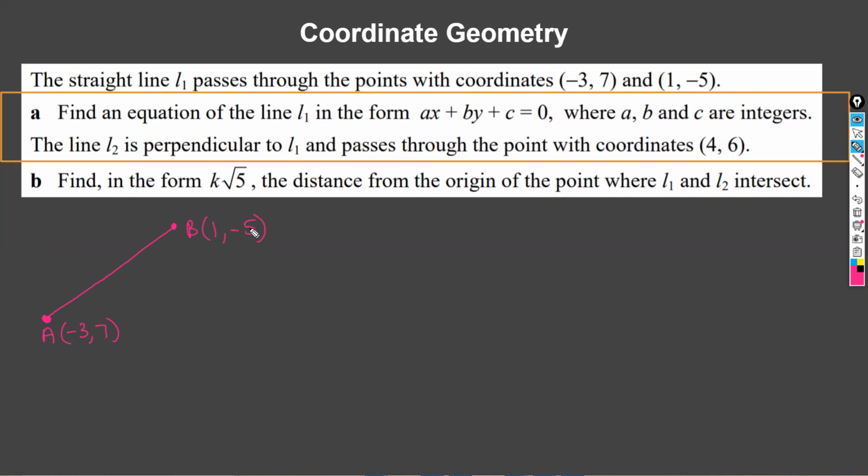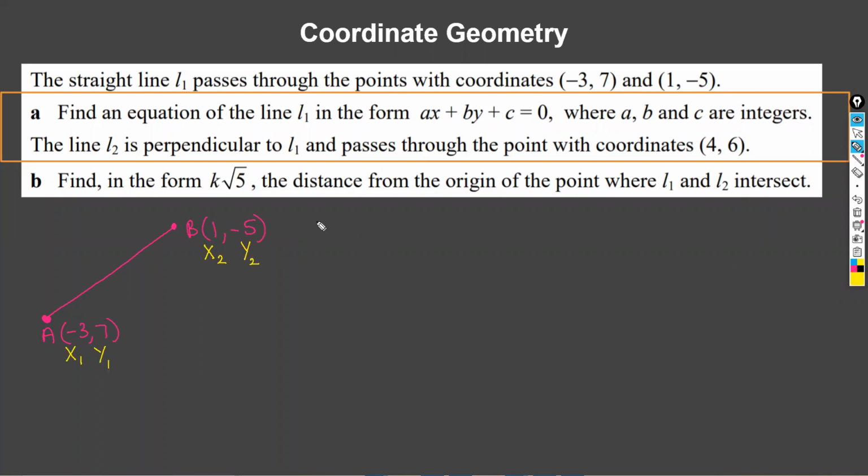Now, I'm not drawing this line to scale. It's just to give me an idea of what's going on in the question. And when you're given 2 points, you choose 1 point first as usual. You call it x1 and y1. And the other point is what? x2 and y2. So those are the 2 points.